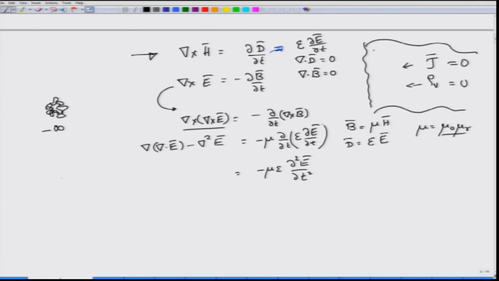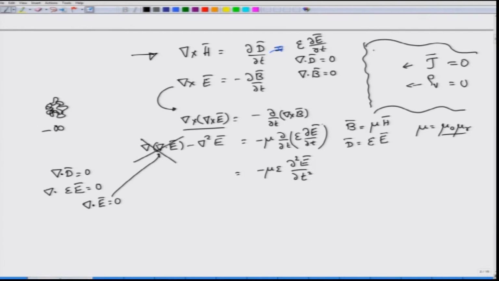And we have seen that del dot D equal to 0 because there are no free charges in the region where we are considering wave propagation. But D is related to the electric field, so this gives you del dot epsilon E equal to 0. Pulling epsilon out of this equation gives me del dot E equal to 0.